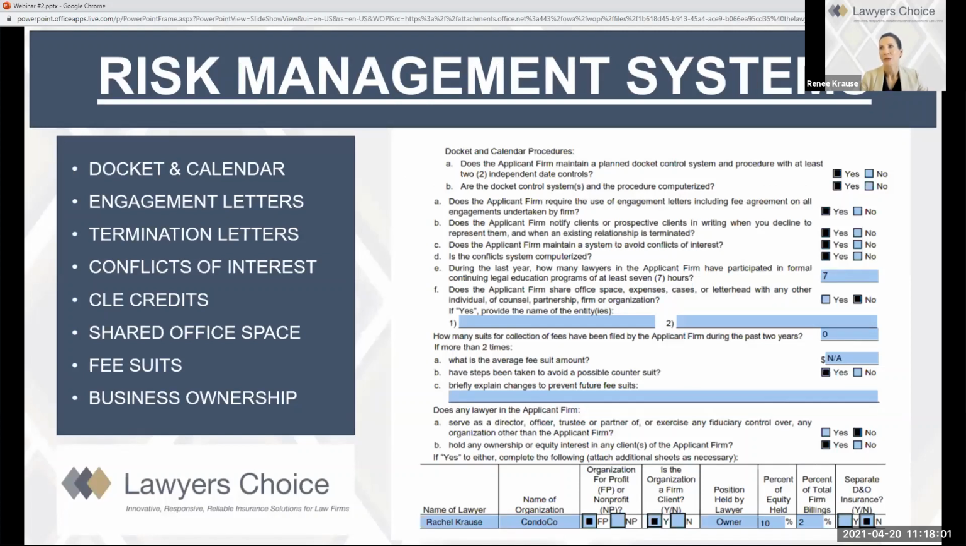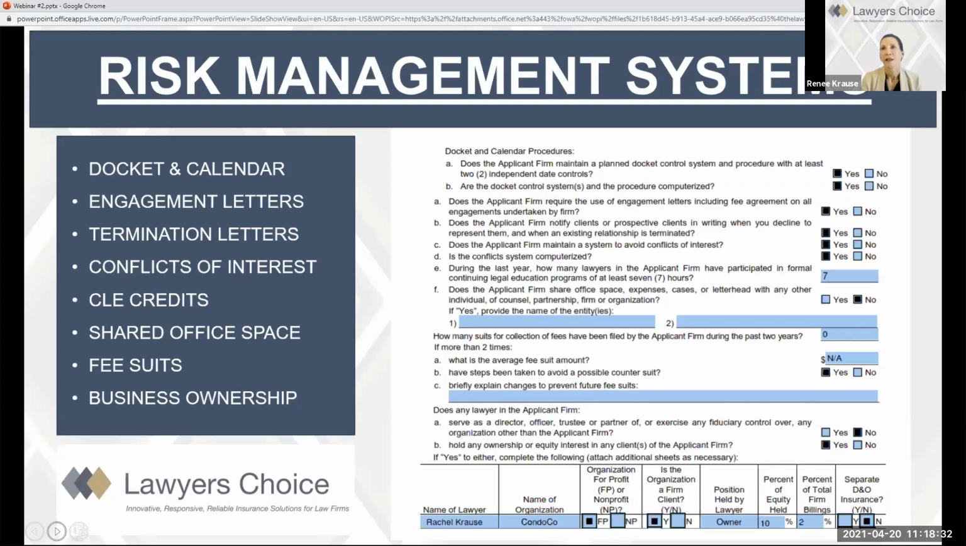Okay, risk management systems. This is a real important place to gain brownie points and reduce your rate. So docket and calendaring systems, you want to have at least 2, and if they can be computerized or electronic, that's better. Carriers really want to see an aggressive docket management system, because that really is a source of claims. So if you can show that you've got that under control, they feel more comfortable offering you a better rate.